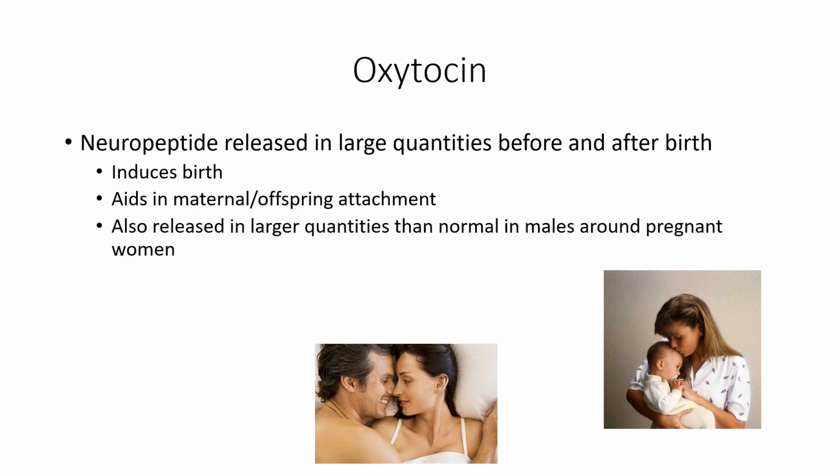It's also released actually in larger quantities than normal in men that are around pregnant women, which it then can do the same thing. It can increase paternal offspring attachment, but it also increases the bond between parents because they both have that oxytocin going on. And evolutionarily, this is a thing to be selected for because you want parents to stay together, especially right around the birth of a child. It increases the chance that that child is going to survive.